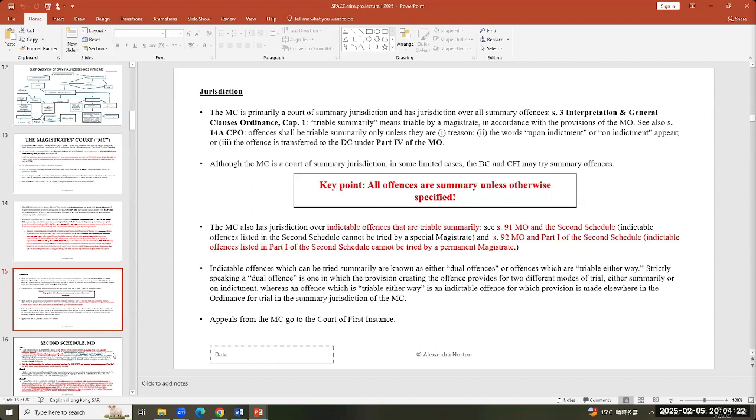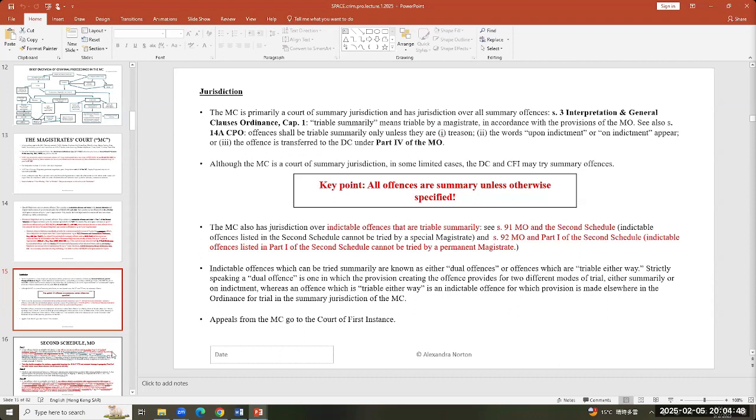So the magistrate's court generally hears all of the summary offenses, but there are very special scenarios under which the district court, or very exceptionally the CFI, may hear a summary offense. Besides the summary offenses, though, the magistrate's court can also try some indictable offenses.